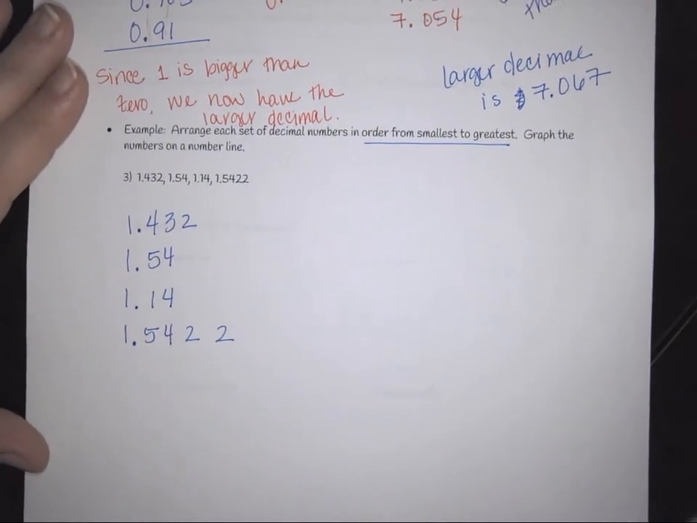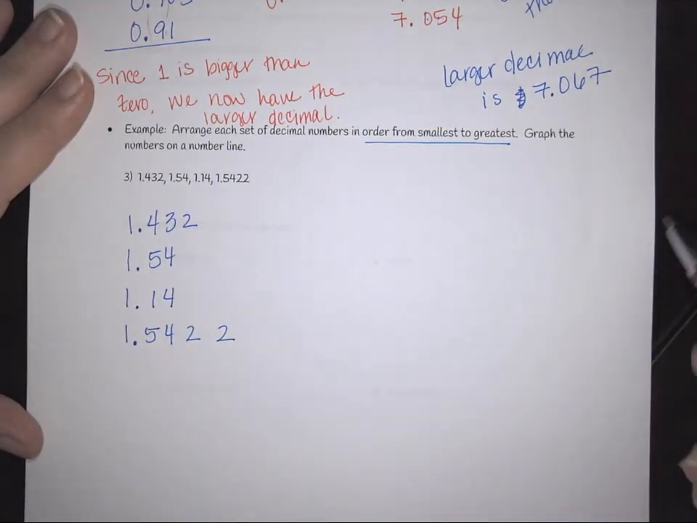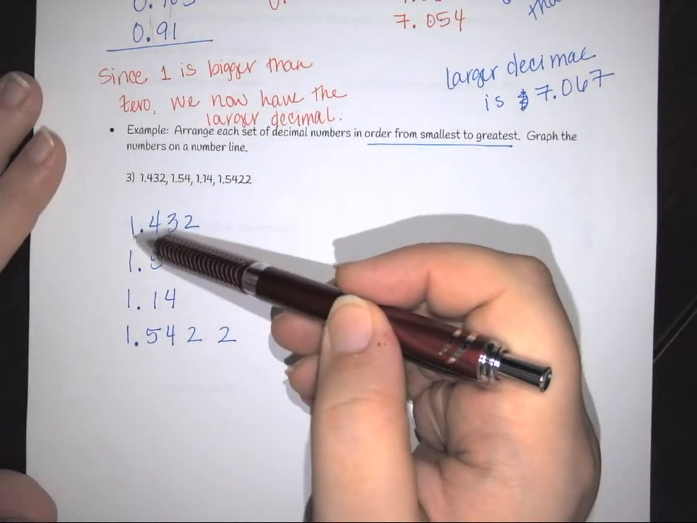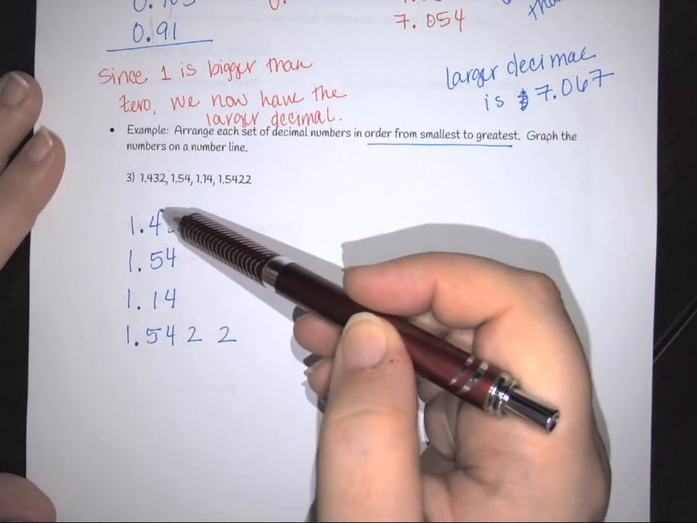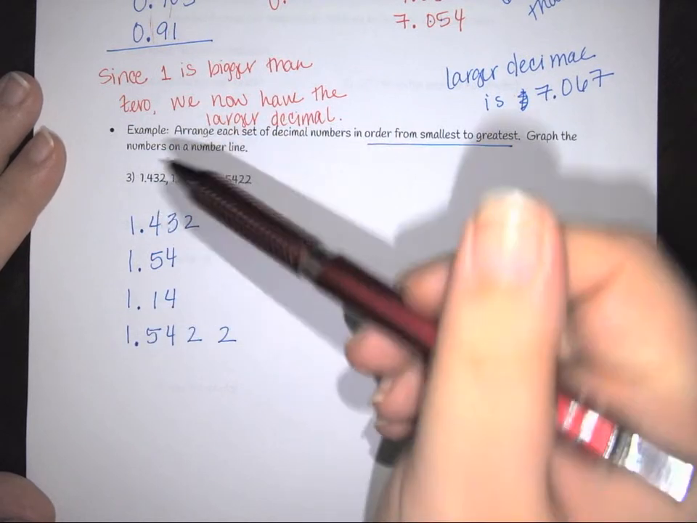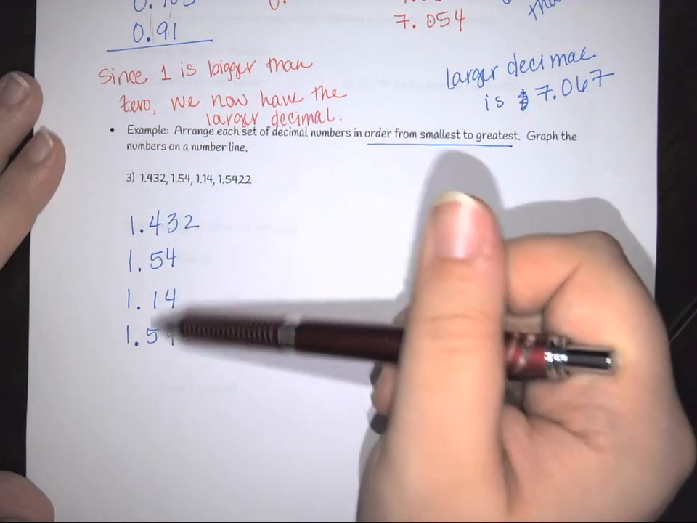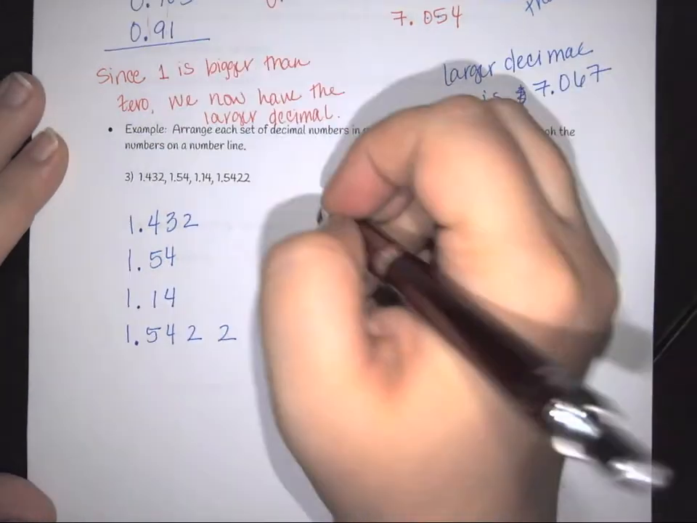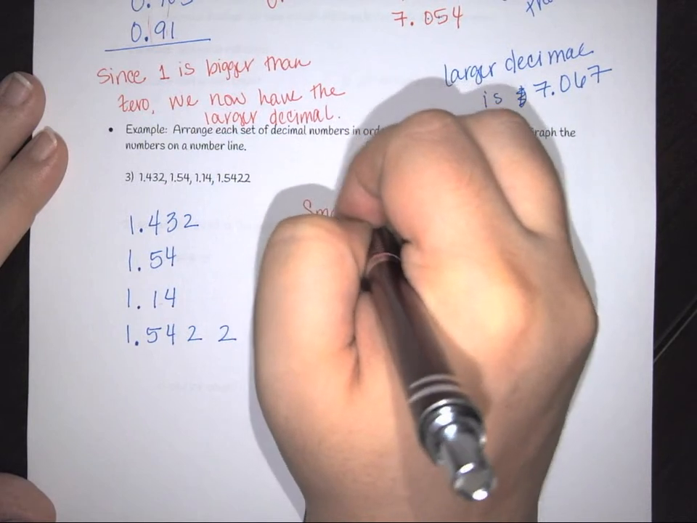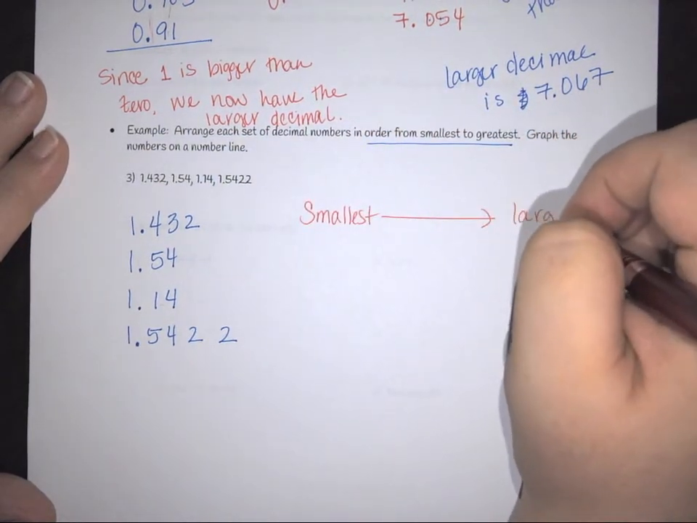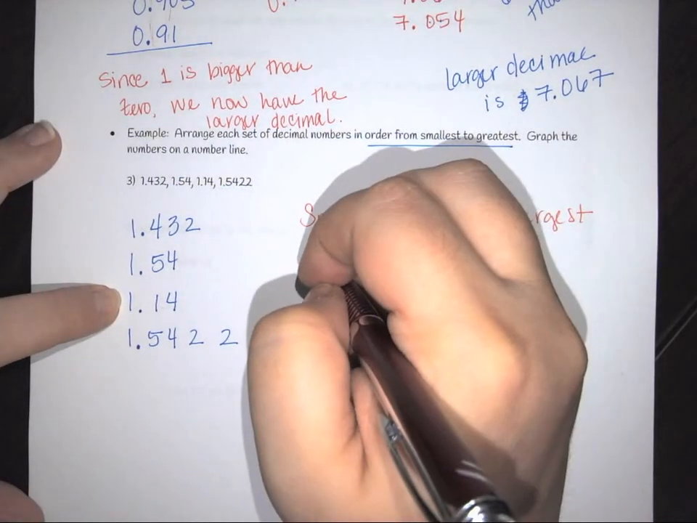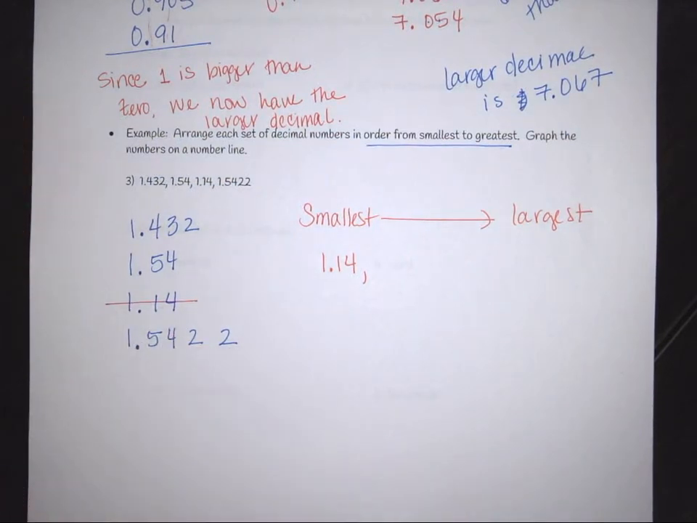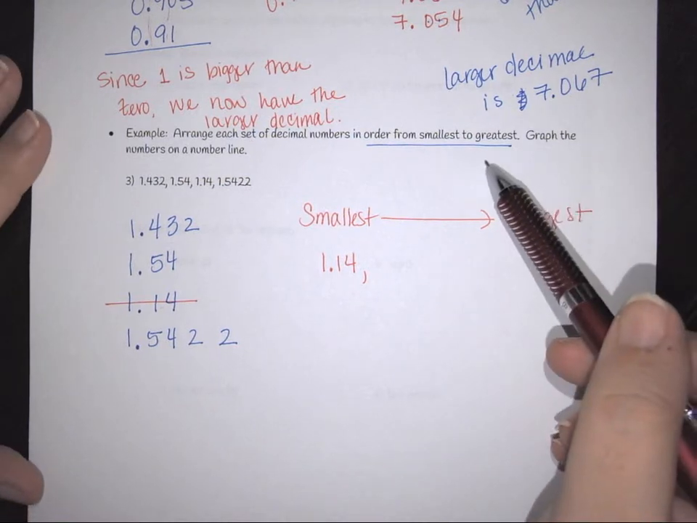So the first thing that we need to look at is we have to be able to go from smallest to largest. So we need to know which one is the smallest decimal. They all have the same whole number, so we have to start looking at the first column. If we look at the first column, we have a 4, 5, 1, and 5. Of all of these, 1 is the absolute smallest. So when we order from smallest up to largest, we have to start with 1.14. So this one would be gone, so I would just cross it off my list because I already used it. Now I need to look at the next one.